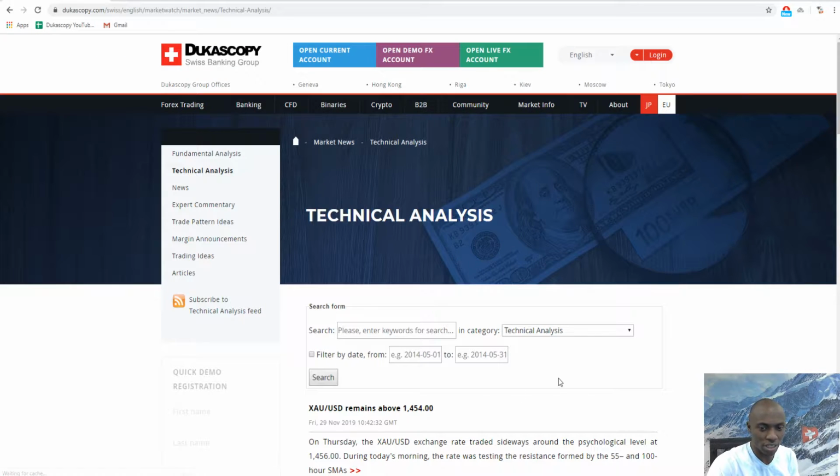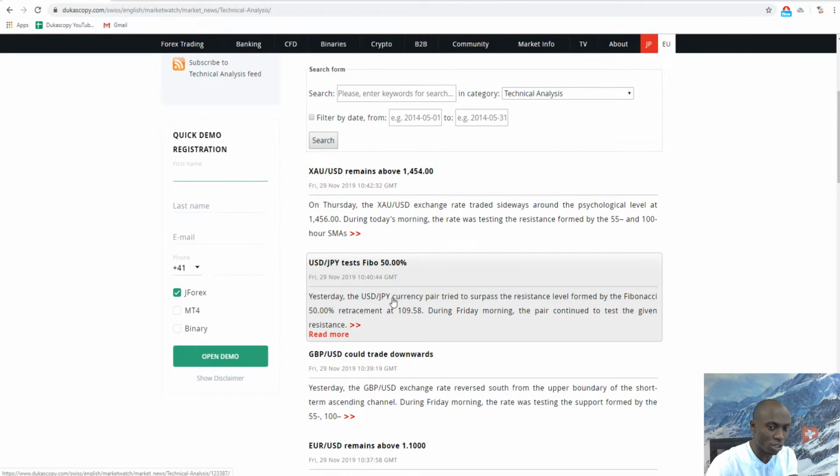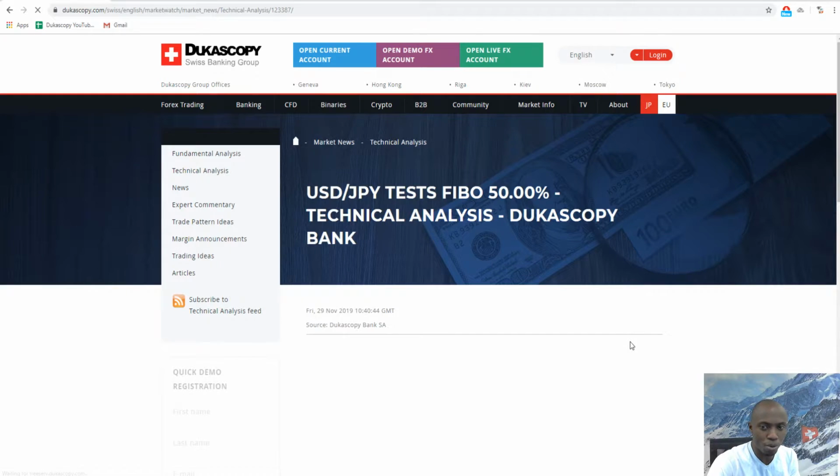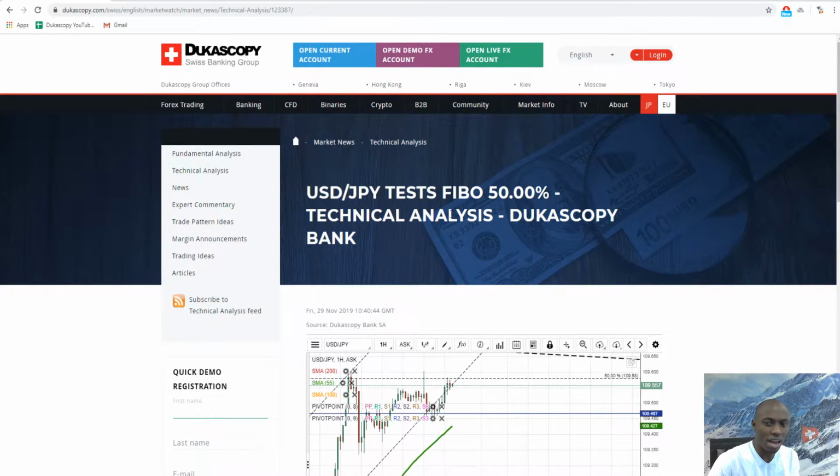That was the gold USD. You go further. This is the major currency, the USD JPY, the same. And on this USD JPY, you can see immediately that the analyst used Fibonacci to give the prediction.